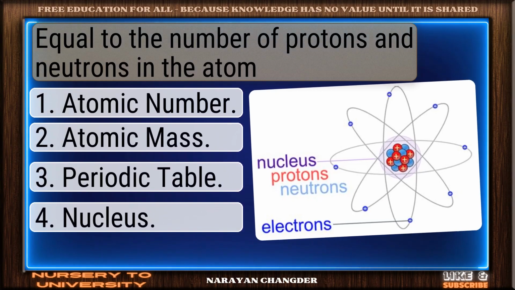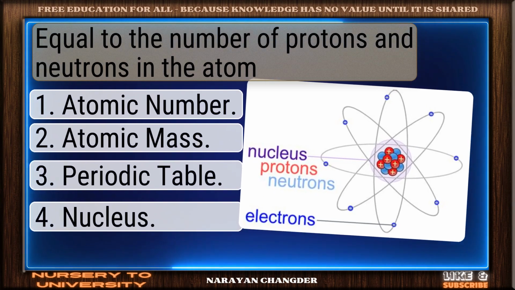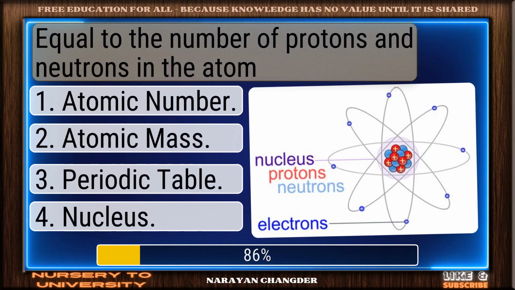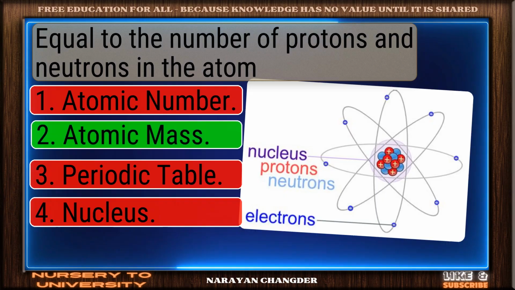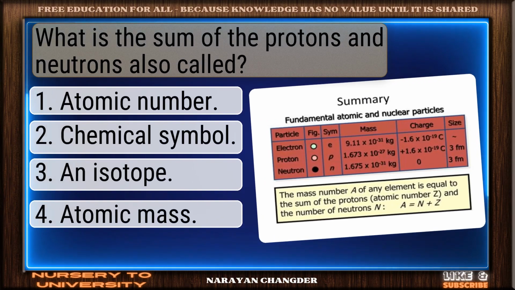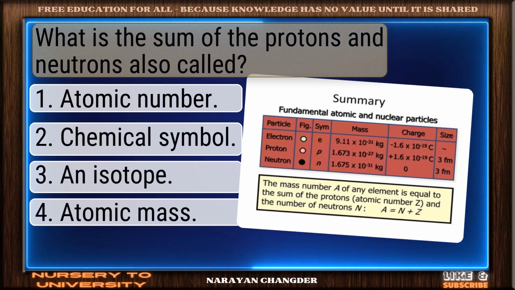Equal to the number of protons and neutrons in an atom. Right again. Atomic mass is a valid answer. What is the sum of the protons and neutrons also called?